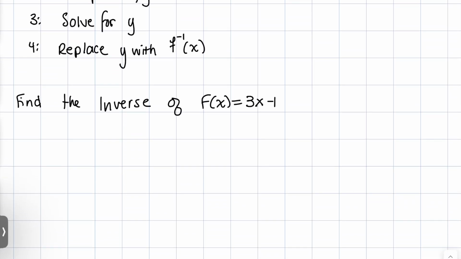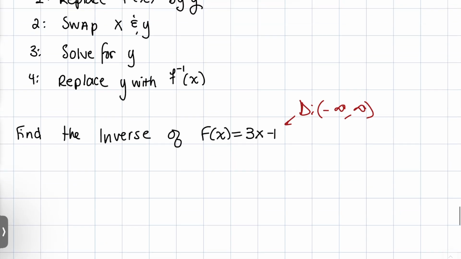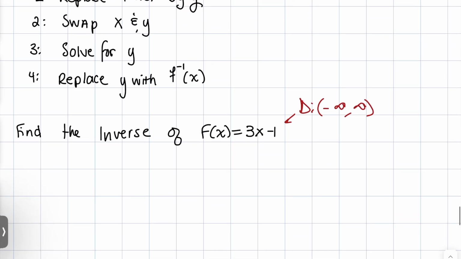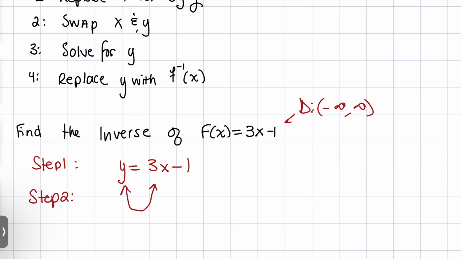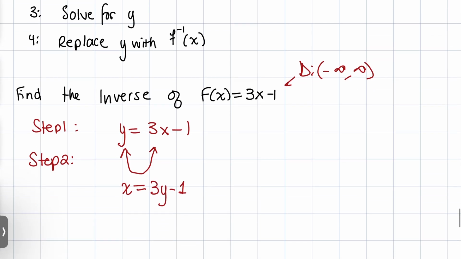So we have f of x equals 3x minus 1. This is a perfect example, right? Our domain is going to be negative infinity to positive infinity here. It's perfectly fine. It's great. So what we have to do now is follow these series of steps. Step 1, we replace f of x by y. We get y equals 3x minus 1. Step 2, now we swap x and y. Swap them. So we get x equals 3y minus 1. That's what I mean by swapping.